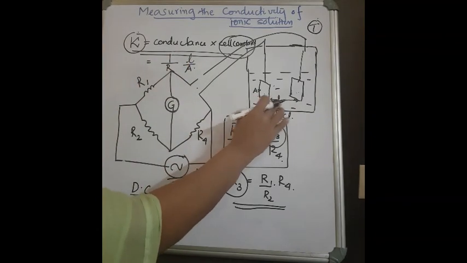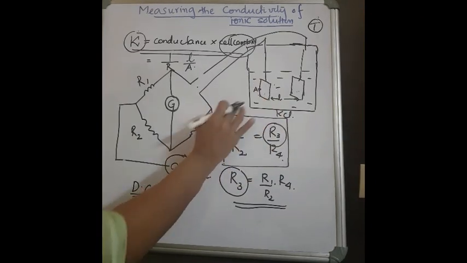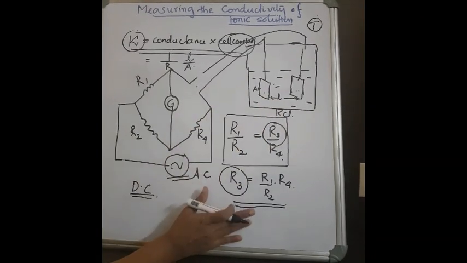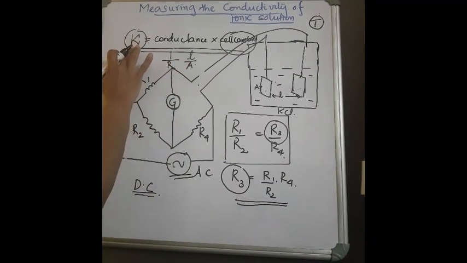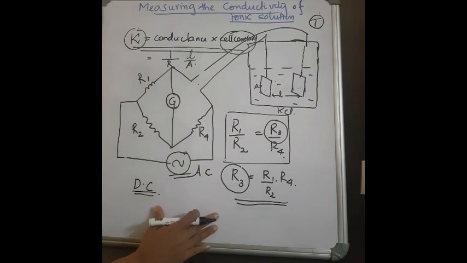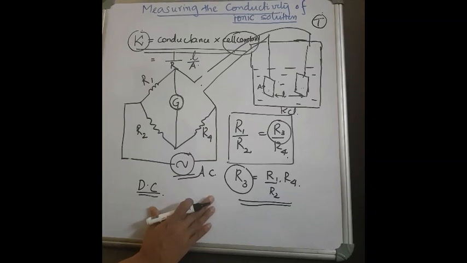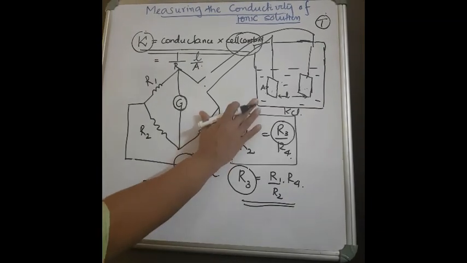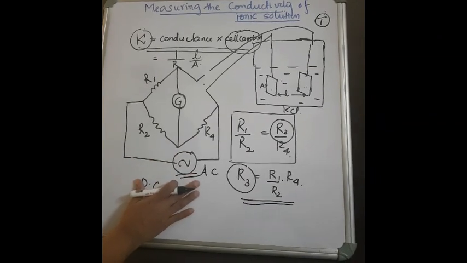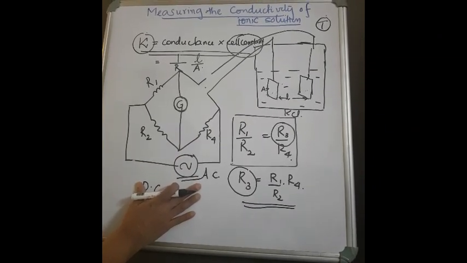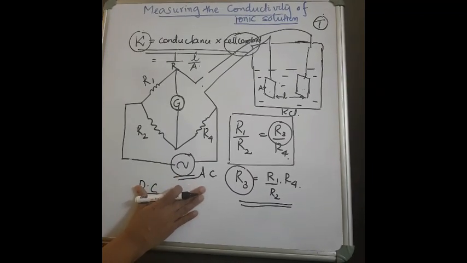You know what is L because it is fixed for a given conductivity cell, and you know the value of A, that is also fixed for a given conductivity cell. So from this equation you can calculate the conductivity of an ionic solution. Clear? So that is how you measure the conductivity of an ionic solution by using this Wheatstone bridge. Is it clear? Okay. So that's all about measuring the conductivity of an ionic solution.